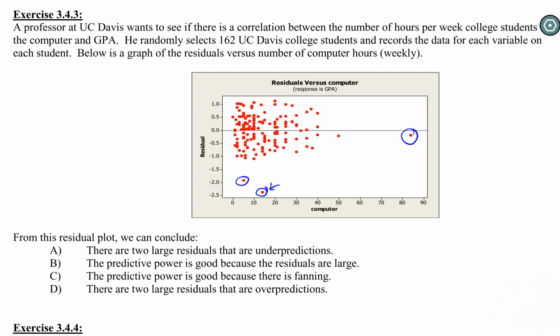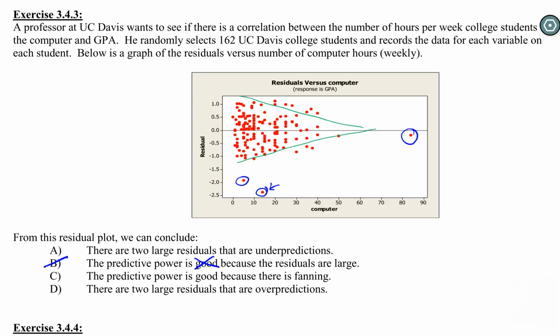So let's look at our answer choices here. We have two large residuals that are under predictions. We have two large residuals that are over predictions. Seems like those two are opposites of each other, so one of them is probably the right answer. So let's just make sure that we feel that B and C should be knocked out. B says the predictive power is good because the residuals are large. So these residuals are large relative to what we are actually predicting, which is GPA, plus or minus a 1 down to a negative 2. That's terrible. That means our predictive power is bad. C says the predictive power is good because there is fanning. There is a little bit of fanning in this graph. We can kind of see we're doing, I guess, better maybe this way.